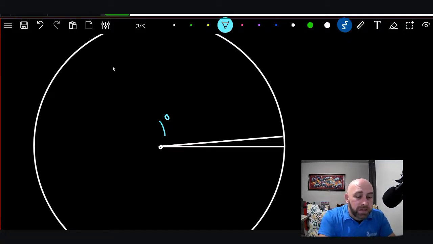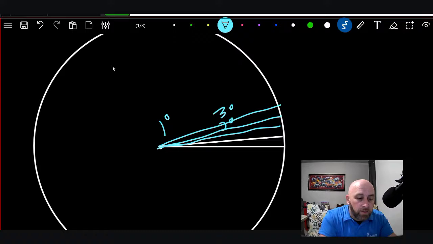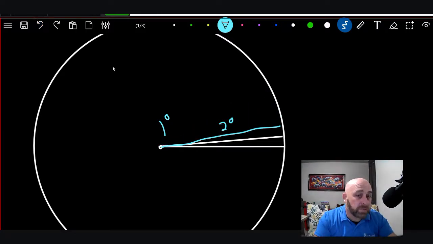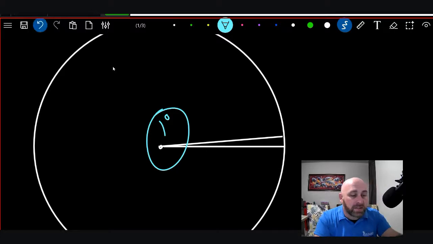Now, what does that mean? That means if we put another one, then this would be 2 degrees. And if we did another one, this would be 3 degrees, and 4 degrees, and 5 degrees, and 6 degrees. And we could keep going all the way around the circle until we got to 360 degrees. There are 360 degrees in a circle. Now, that's the inside, starting at the center point.